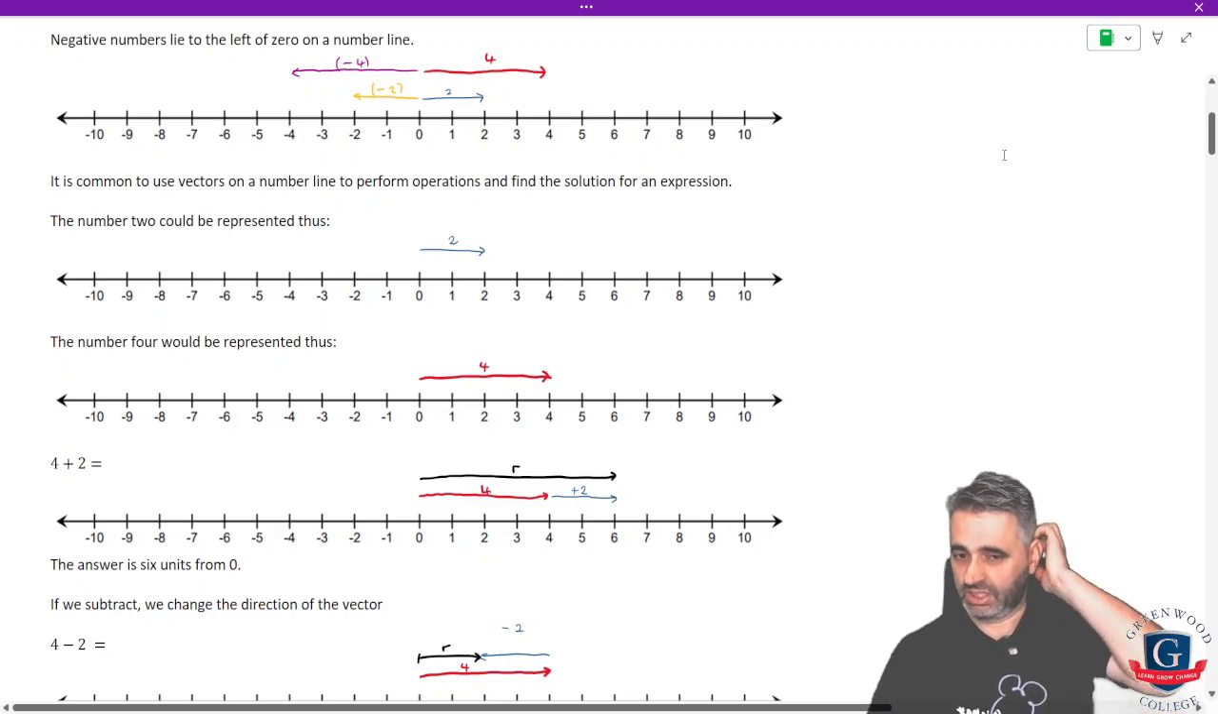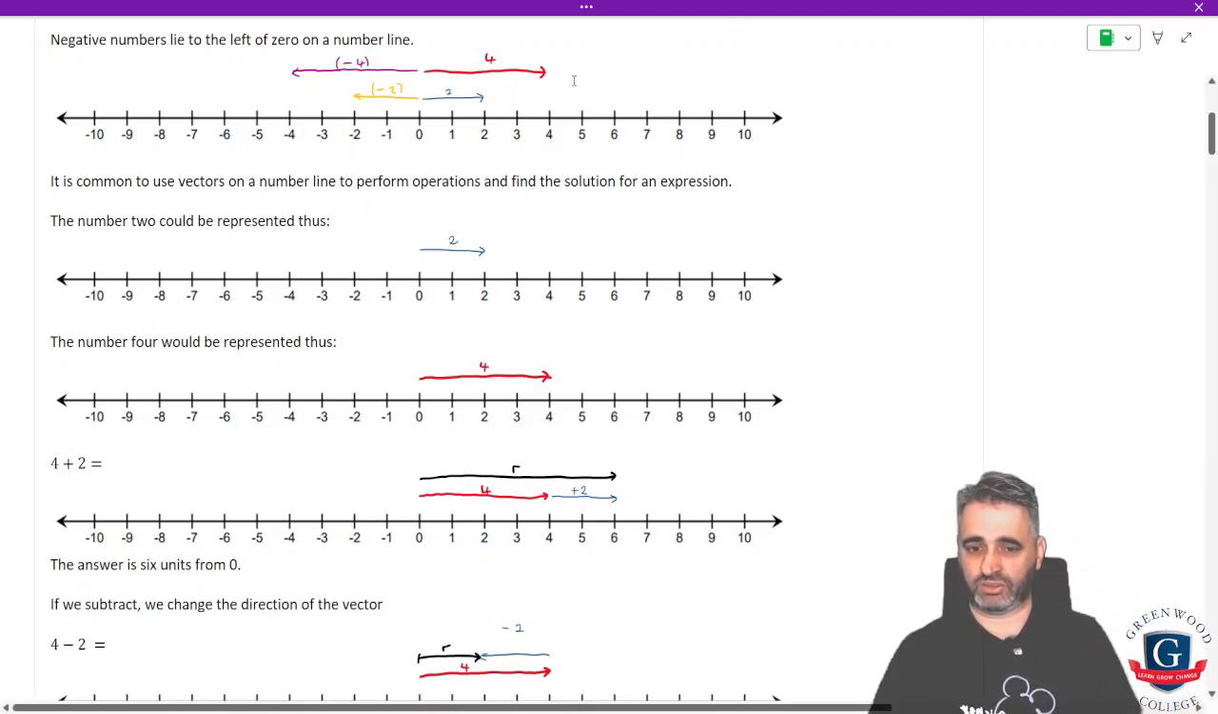So if we look, the idea isn't particularly amazing. Positive numbers are to the right of 0, and negative numbers are to the left of 0. So here I've represented 4 different numbers as vectors, as distances from 0. This is the vector of magnitude 4. This is a vector of magnitude 2. This is a vector of magnitude -2, so it's going in the opposite direction, but it has the same length. And this is a vector of -4. It has a length of 4, but it's going in the opposite direction to the vector of 4.